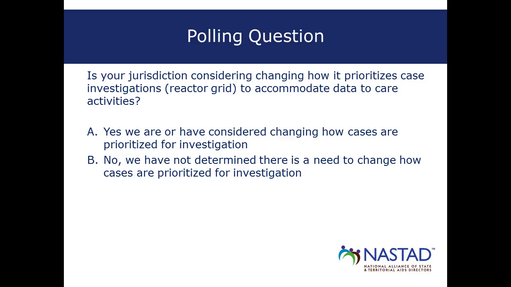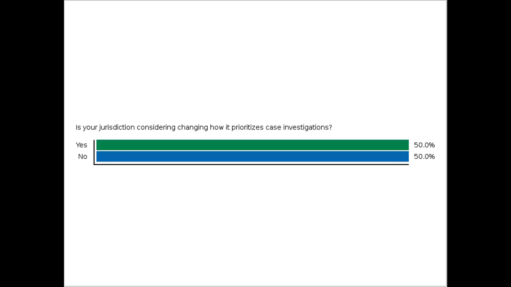Now we're ready for our next polling question. In your jurisdiction, has your jurisdiction considered changing how it prioritizes cases for an investigation to accommodate data-to-care activities? Lots of yeses. If you're responding yes, we would love to hear how you changed your priorities in the chat box. Was it that you stopped investigating a specific STD? Did you reprioritize your reactor grid? Did you integrate HIV and STD partner services? If you could respond in the chat box, that would be fantastic.